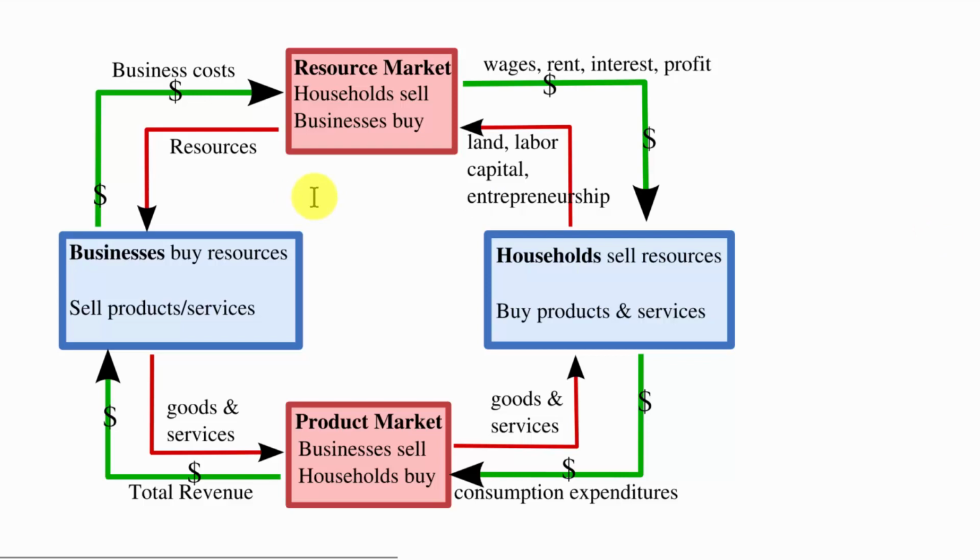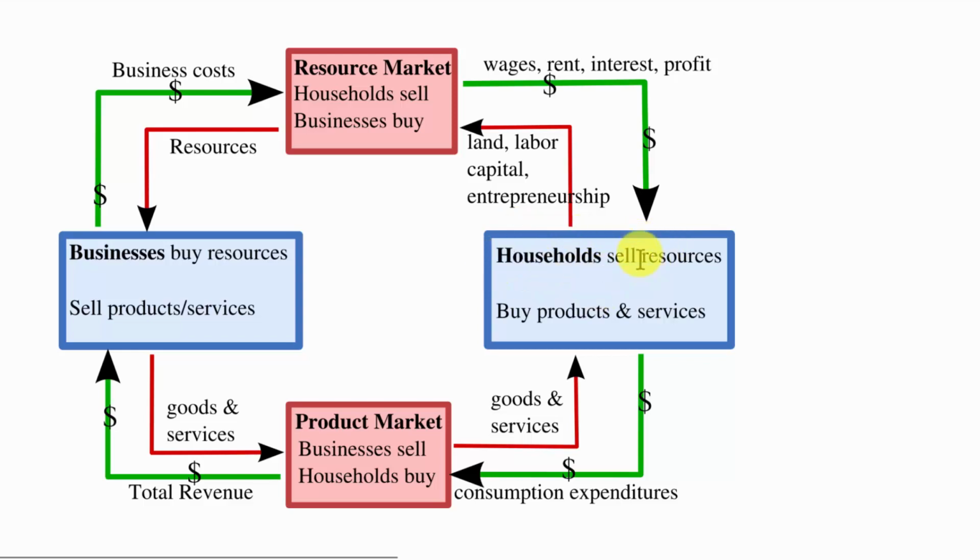So what we're looking at here in this circular flow model, going around the outside in green is the money. So we can follow what we call the money economy. Starting from the resource market up on the top here, this is where households sell resources to businesses. So households are selling their land, labor, capital, and entrepreneurship to businesses and earning wages, rent, interest, and profit. So the businesses are spending money. The business's costs go through the resource market and through to the households on the right-hand side here.